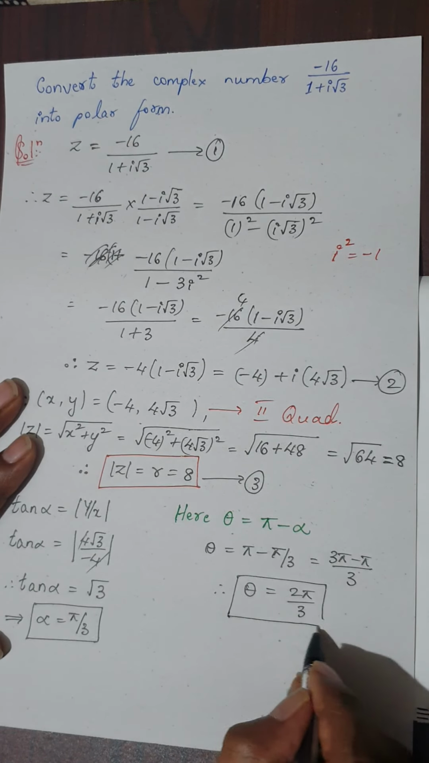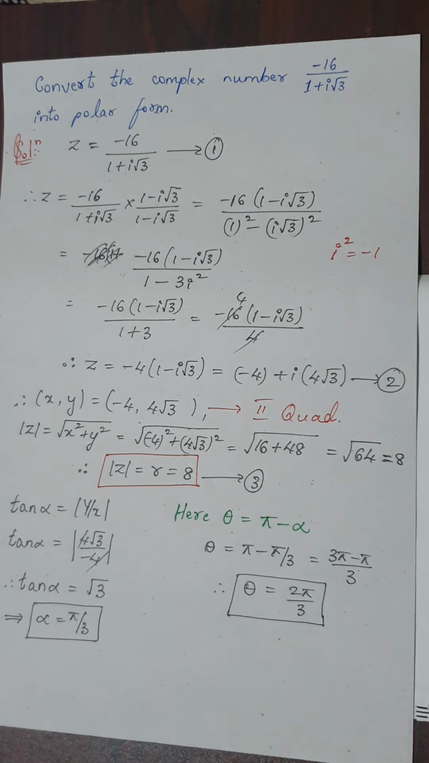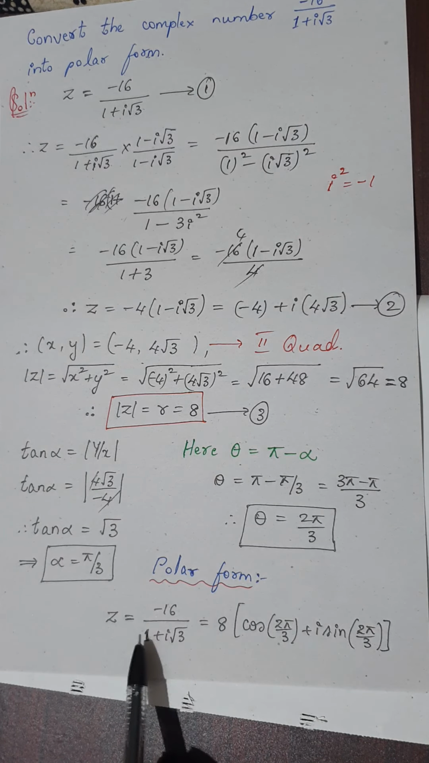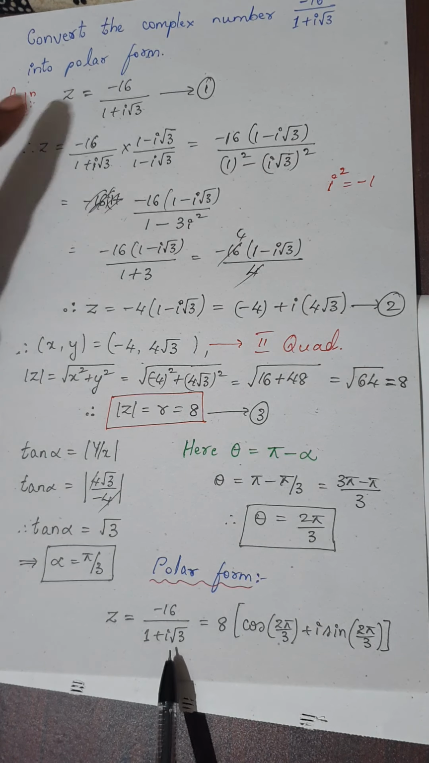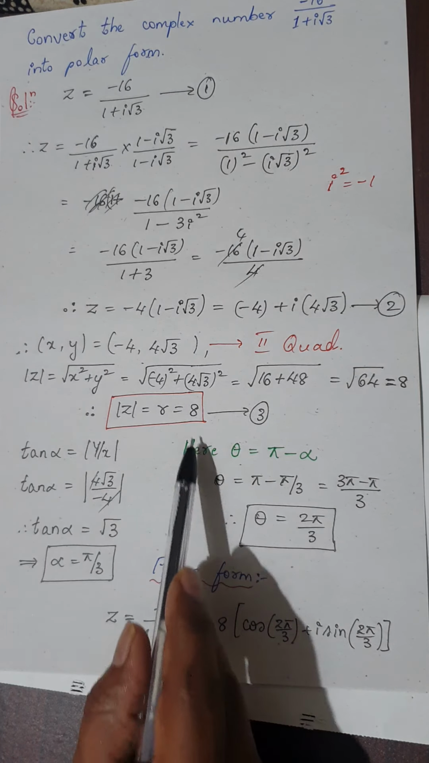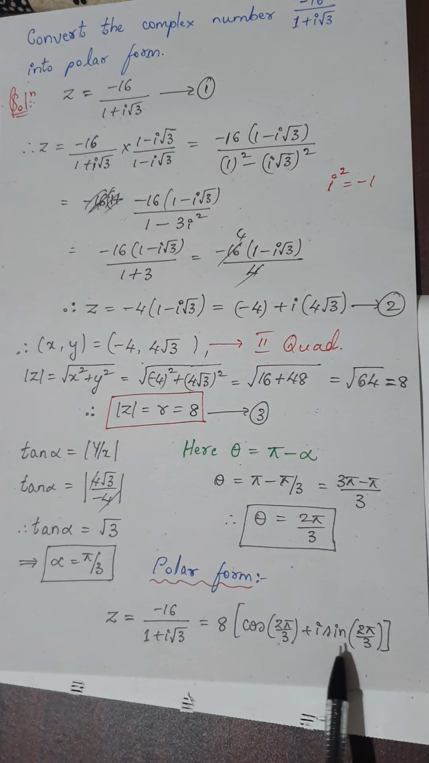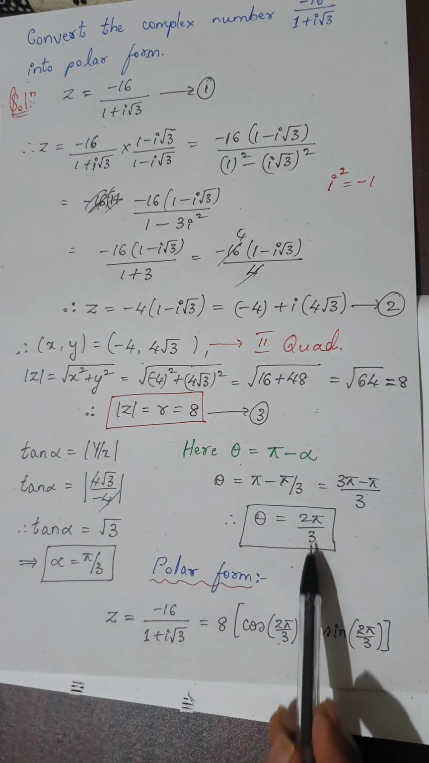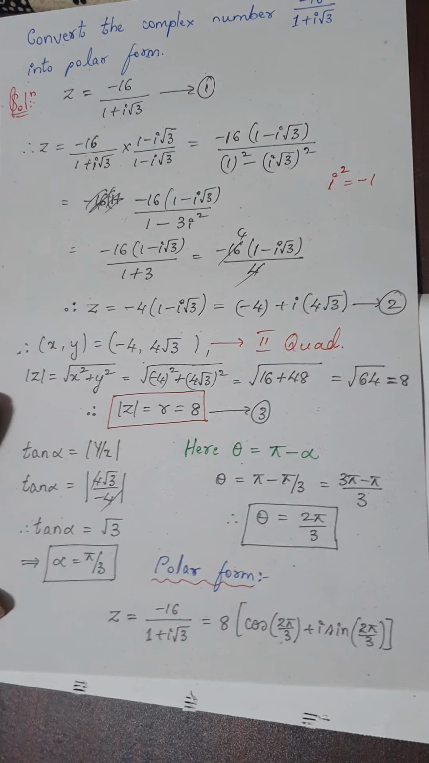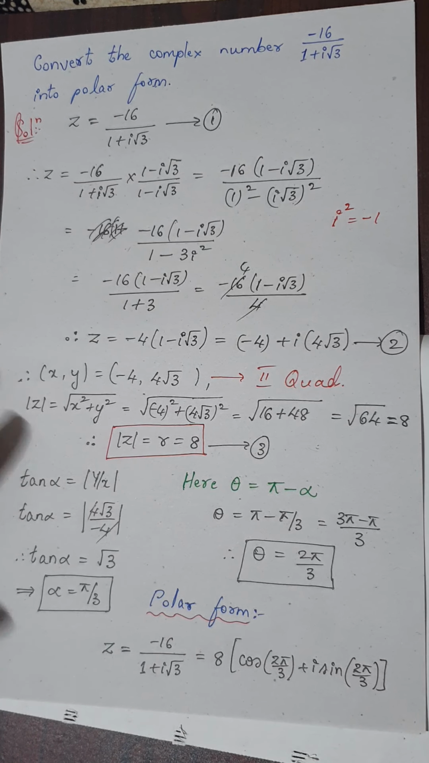Hence, let us write the polar form for this complex number. Therefore, the polar form of z, z means my original complex number, which is minus 16 divided by 1 plus i root 3. This is nothing but r. What is r value? 8. So 8 into (cos theta plus i sin theta), that means cos 2 pi by 3 plus i sin 2 pi by 3. Okay, please note it down, dear students. Write down neatly. This is a very, very important question. If you have any doubts, you can check the previous year's question papers. It has been asked many times for 3 marks.